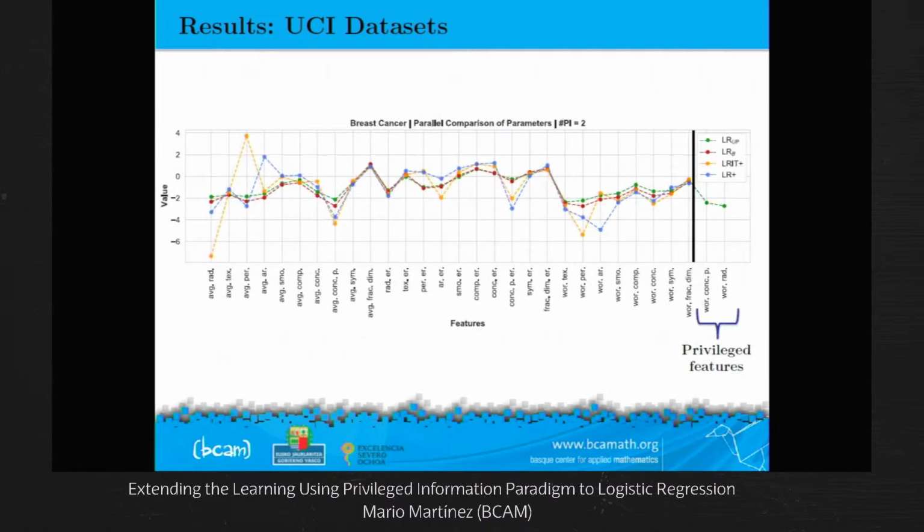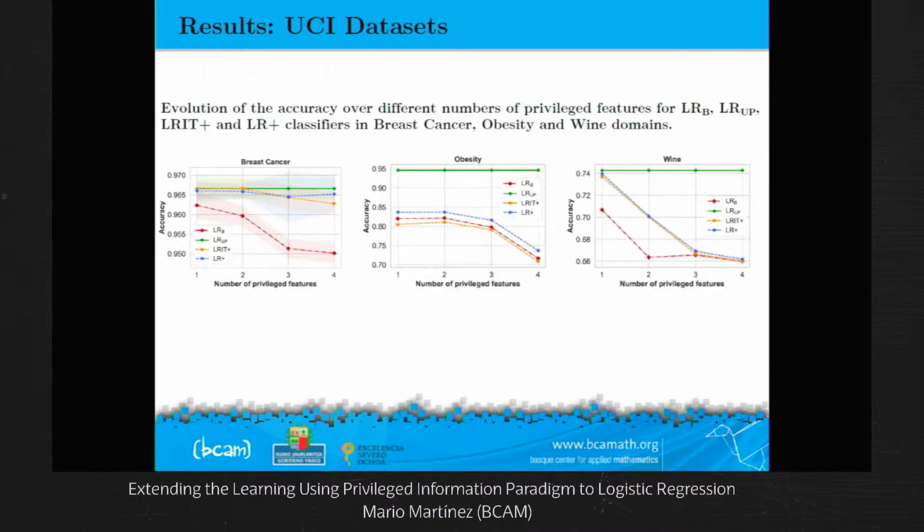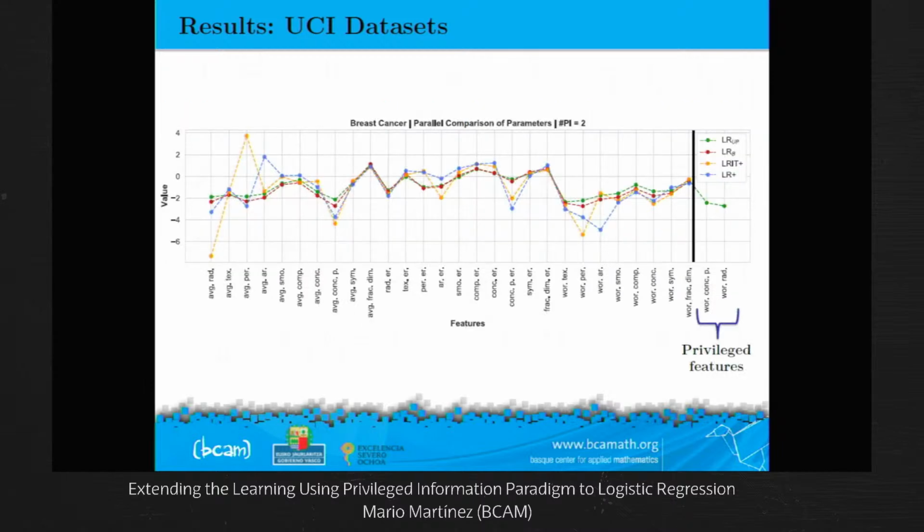Well, in this graph, we can see a comparison of the parameter values for the breast cancer dataset when we consider 2 privileged features. So at this point, we are going to compare the parameter values of these 4 models when we consider 2 privileged features for the breast cancer dataset. And here we can see all the features of the breast cancer dataset. These 2 are the privileged features that we have considered, and you can see that they only appear for the LRUP classifier.